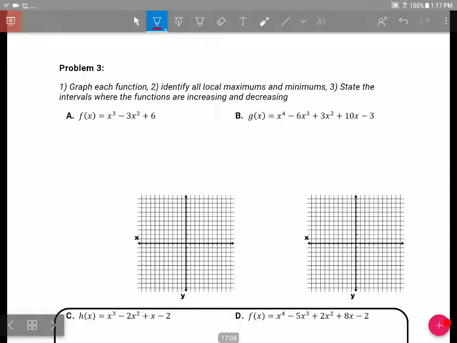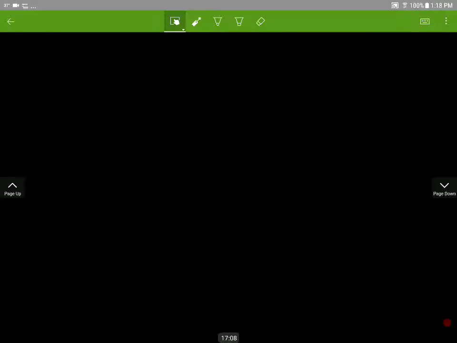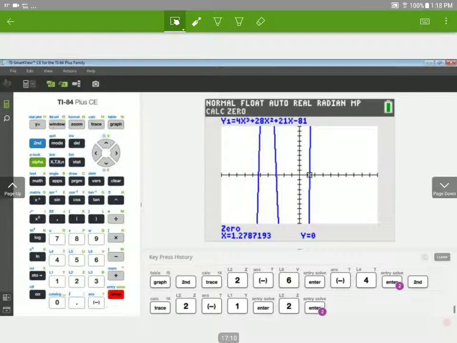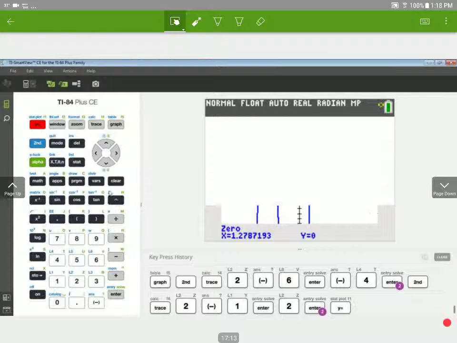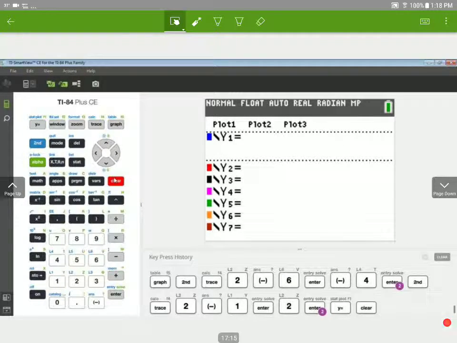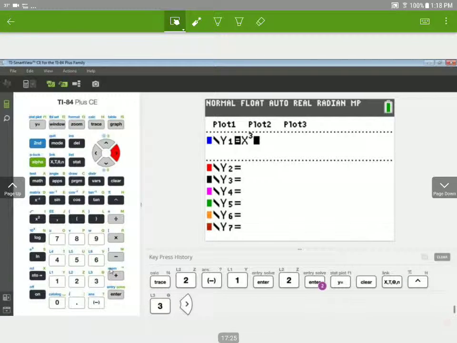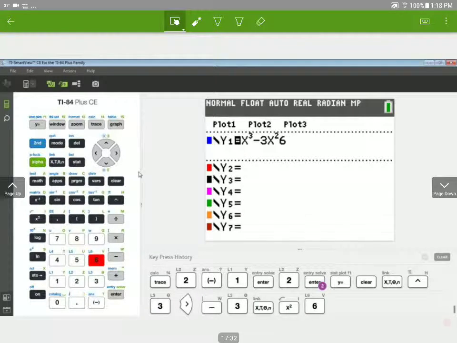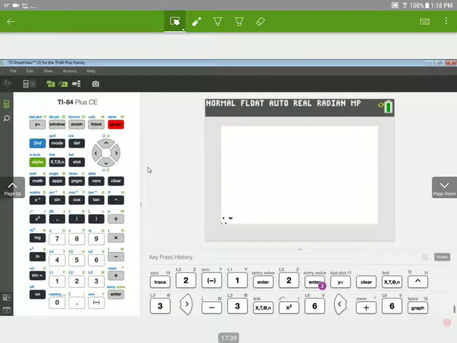So here we go. Use the calculator. Go to y equals. Put it in. What was it? X to the third minus 3x squared plus 6. Is it plus 6? Not 6, it's just plus 6. Cool. All right, graph.